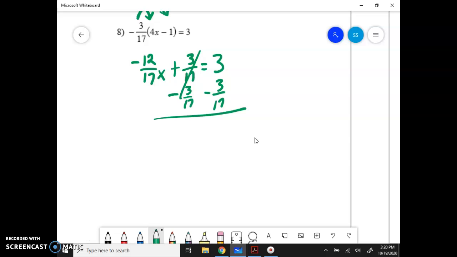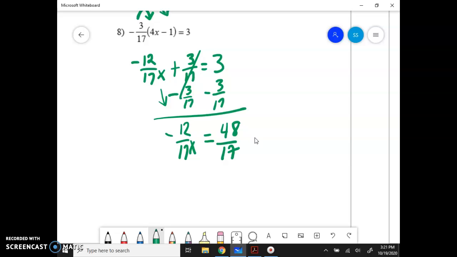Okay, so that's going to equal 0, so I'll just drop down this negative 12/17 x, and 3 minus 3/17 is going to equal 48 over 17. Again, I'm not even doing this. This is just calculator work here, guys.